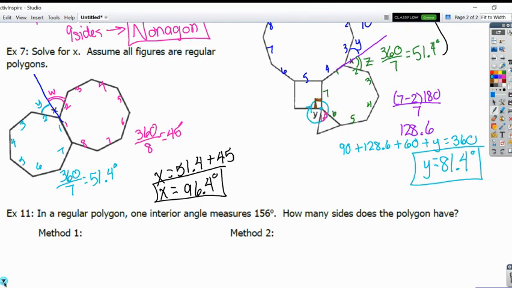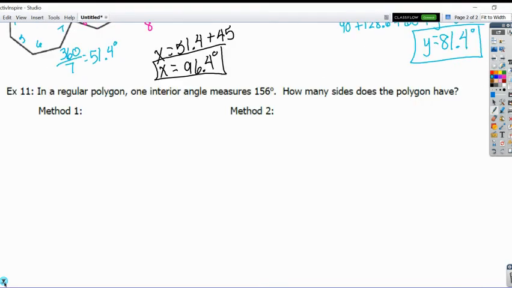So example 11 here to finish out the bottom of your notes page gives me one interior angle measure in a regular polygon. So there are two different ways that we can figure out how many sides the polygon has. So that's why we've got this split up into a method 1 and a method 2 section. I'll show you both of them. You can choose the one that you prefer.